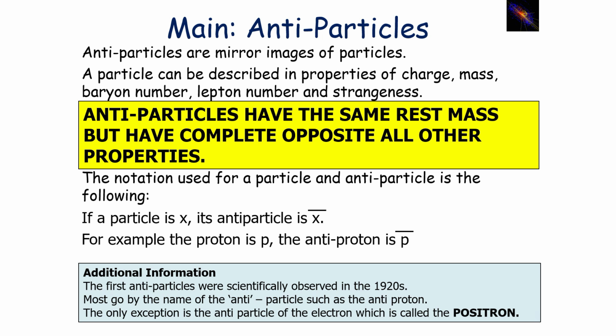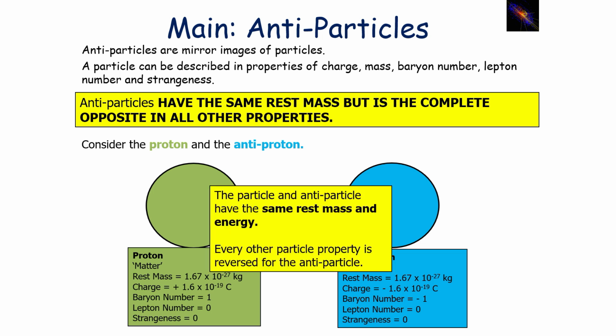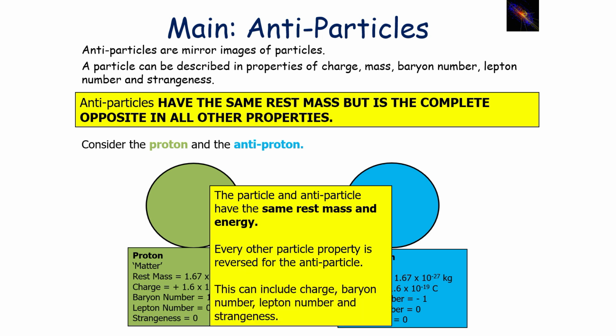Now, the first antiparticles were scientifically observed in the 1920s. Most antiparticles go by the name of anti before the actual particle, such as the antiproton. The only exception to this is the antiparticle of the electron, which is called the positron. So as we can see here, particles and antiparticles have the same rest mass but have completely opposite values in all other properties. Whilst they have the same rest mass and same rest energy, every other particle property is reversed for an antiparticle. This includes charge, baryon number, lepton number and strangeness.